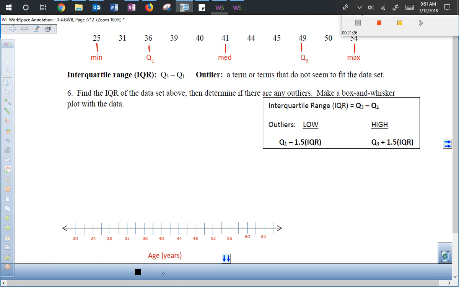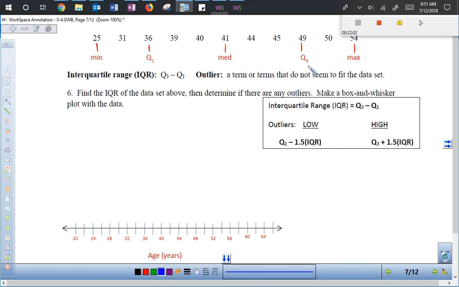Now we need to find the interquartile range and outliers. I have a box here with the nice formulas that you're going to need to find this information. We're going to start with the interquartile range. The interquartile range, often abbreviated as IQR, is found by taking Q sub 3, which remember was our third quartile, and subtracting Q sub 1, which is our first quartile.